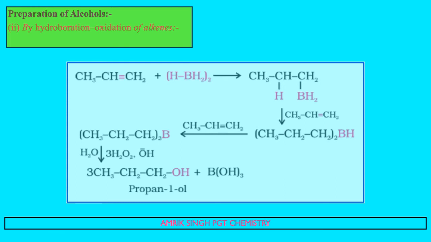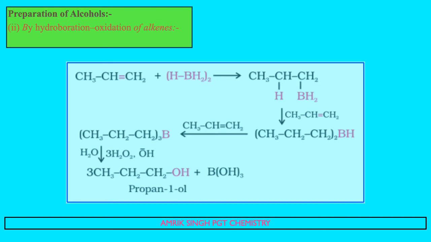Now, in the second step, alkene reacts with the product of the first, and we get again BH, H comes from CH, and B is linked by the CH2, and again alkene reacts with the product of the second step, and we get CH3CH2CH2 thrice B, and these three steps are known as hydroboration.